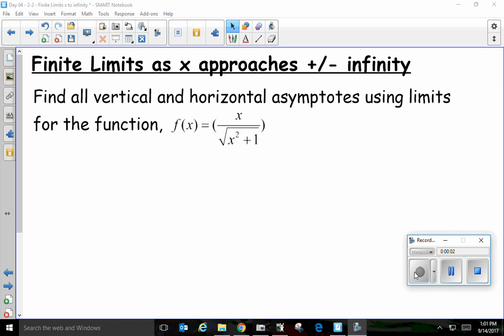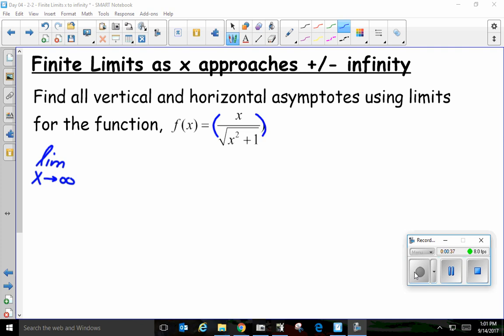All right. Let's find all vertical and horizontal asymptotes using limits for this function. Again, for vertical asymptotes, instead of using limits, you can just figure out what makes it undefined. So the only thing you really need limits for are the horizontal asymptotes. So let's start with that. We need to find the limit as x approaches infinity of this expression right here.